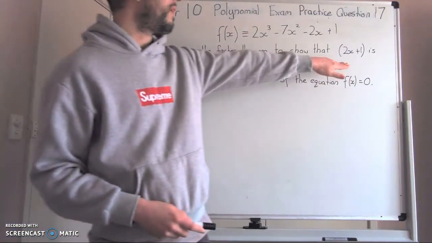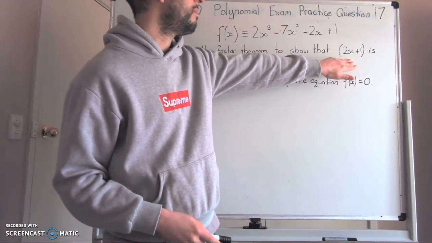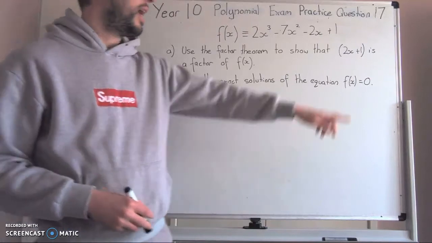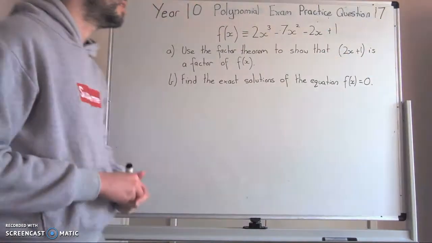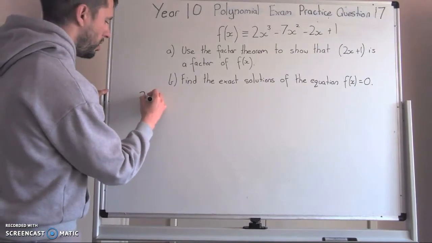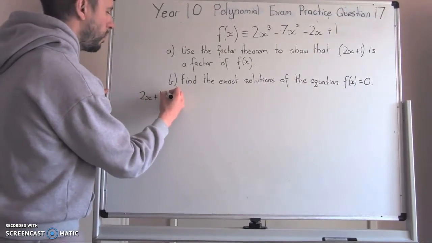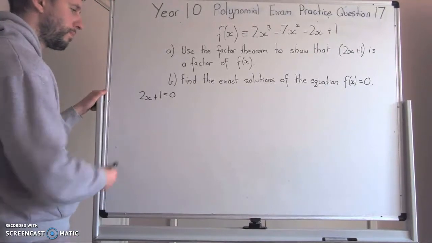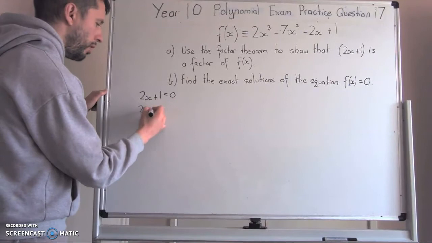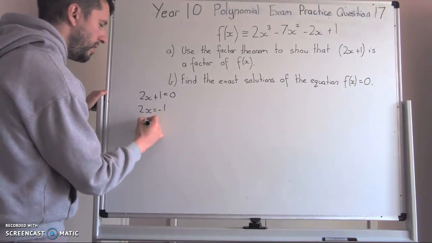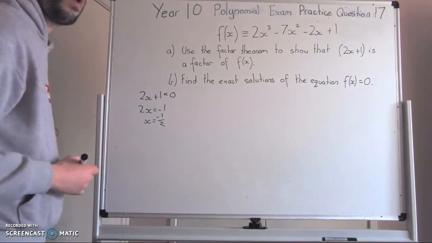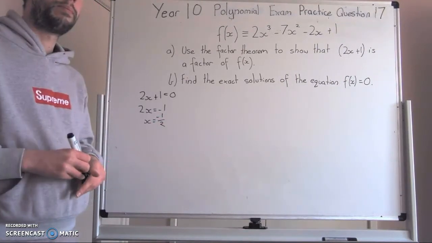To show that it's a factor, if we multiply this by the other factor and we make x 0, everything will be 0. So I need to show that 2x plus 1 is equal to 0. I take away 1 from both sides, and then I divide by 2 to get negative 1 over 2.